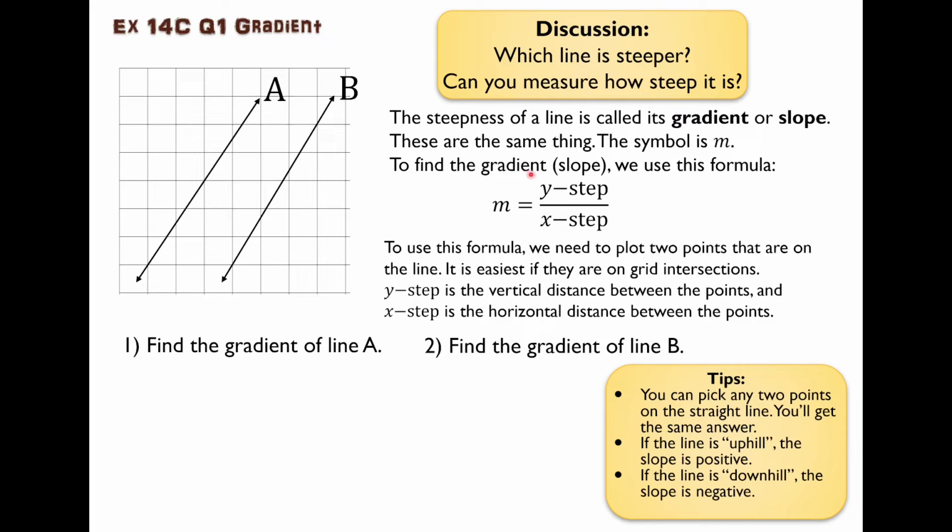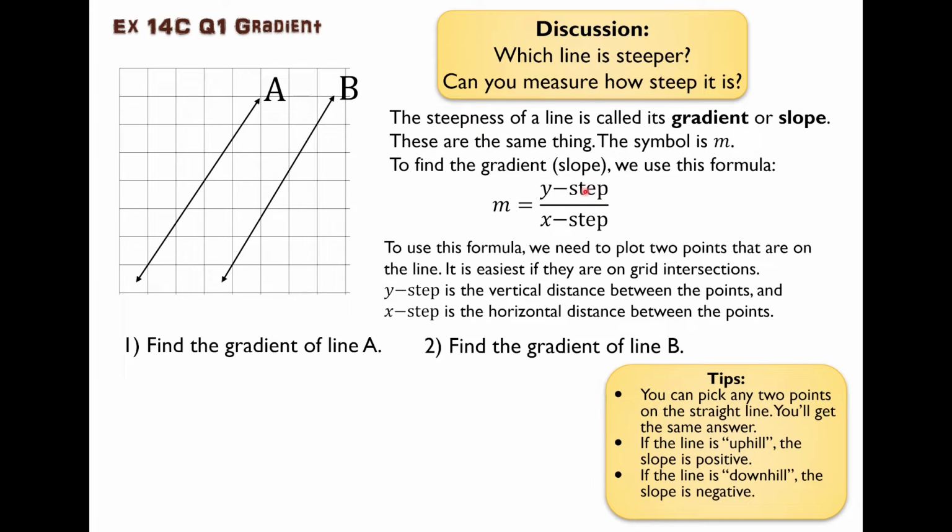To find the gradient, the slope, we use this formula. m, which is the gradient, is the y step divided by the x step. The y step is how far up or down you go, and the x step is how far left or right you go, the horizontal distance.